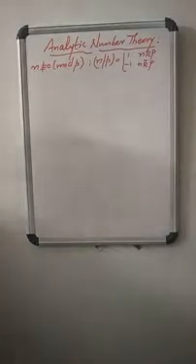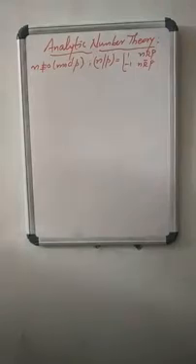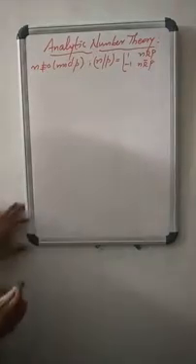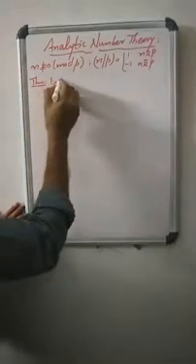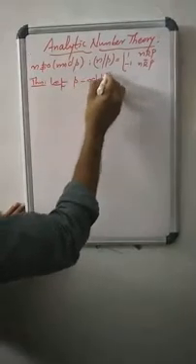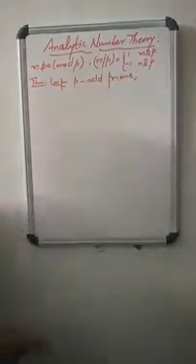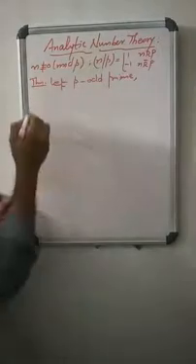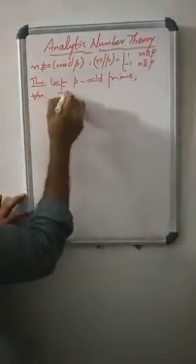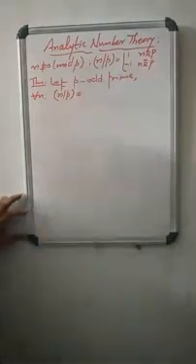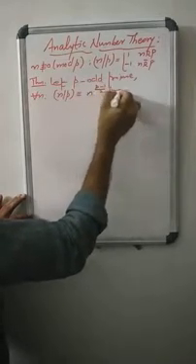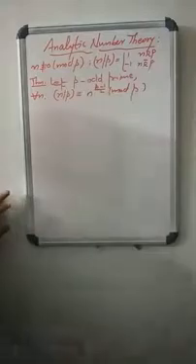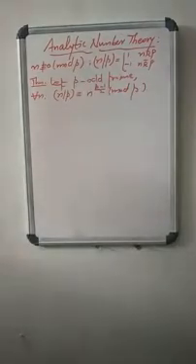Now let us discuss Euler's criterion. What is Euler's criterion? It is a result: let p be an odd prime. Then for all n, (n/p) is congruent to n power (p minus 1)/2 mod p. So this is Euler's criterion: (n/p) is congruent to n power (p minus 1)/2 mod p for any odd prime p.